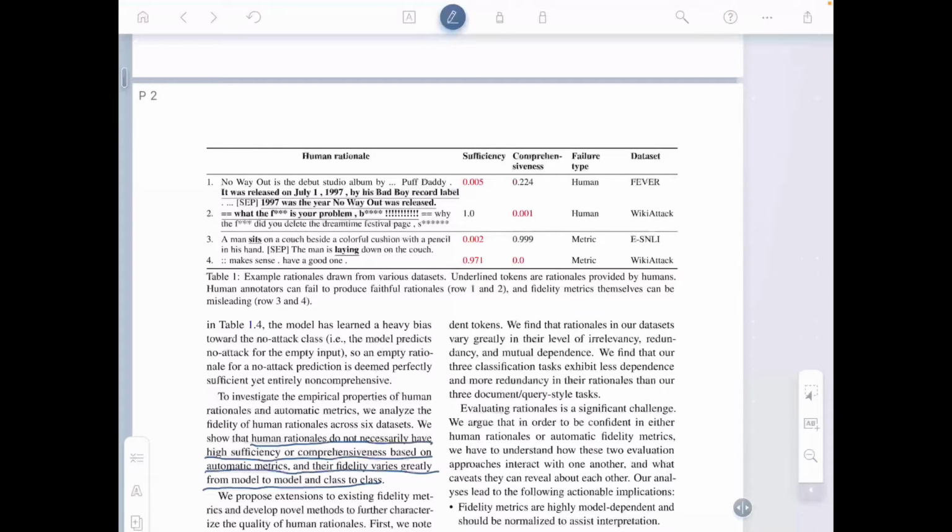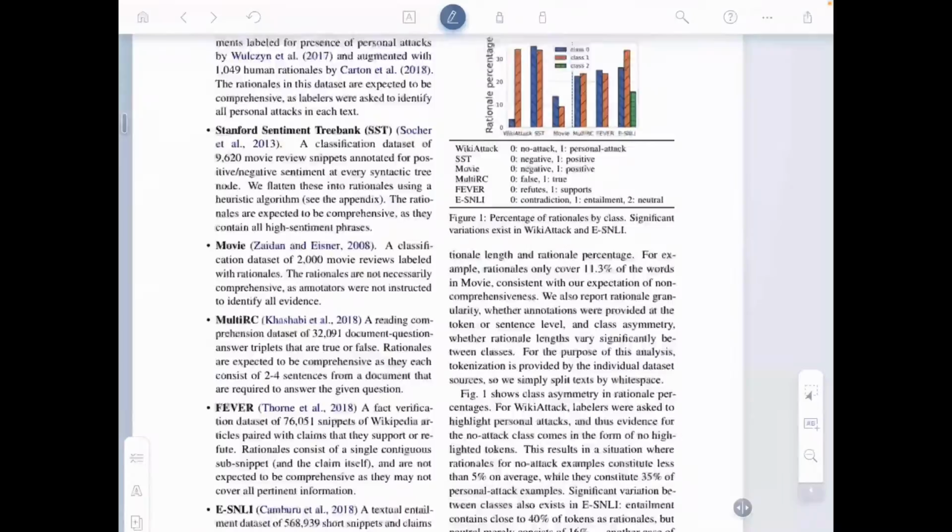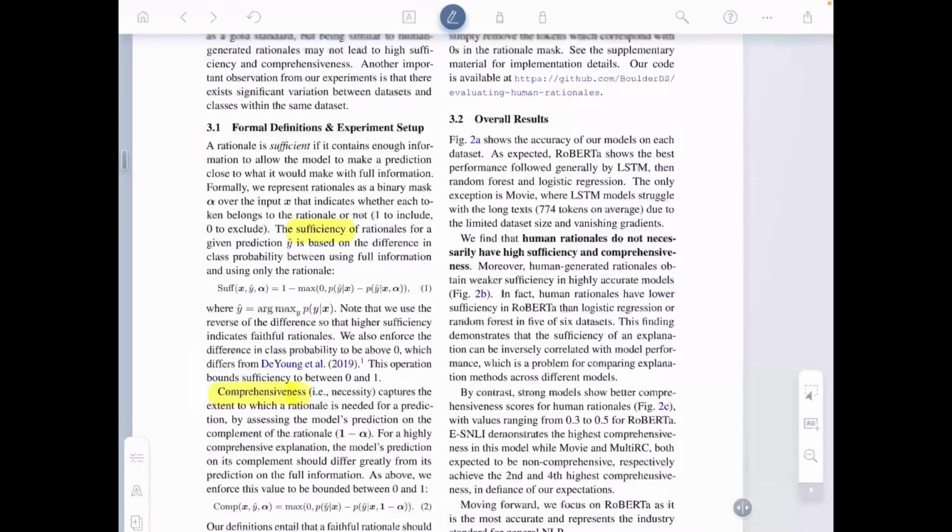So what are sufficiency and comprehensiveness? The sufficiency of a rationale is computed based on this intuition. If the rationale is sufficient, then there shouldn't be too much difference when you classify only on the rationale versus classifying on the full text. So they took the difference between the full information classification and the rationale-only classification, and they clamped this value to between 0 and 1.